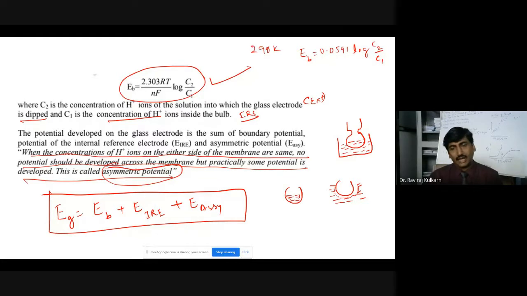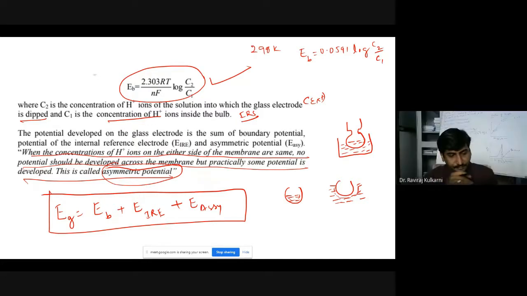And asymmetric potential: when the concentrations of H plus ions on either side of the membrane are same, we expect there should not be any potential developed across the membrane, but there exists some potential that we call asymmetric potential. It is because of asymmetry. Okay, that also we have to include when I say glass electrode potential, right?